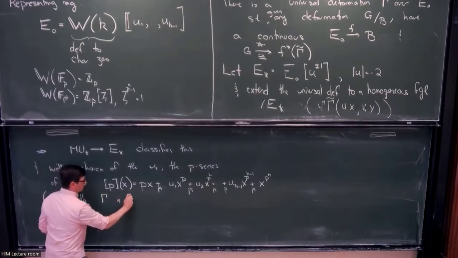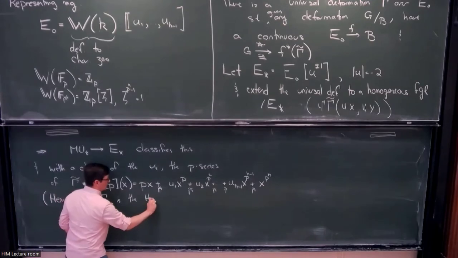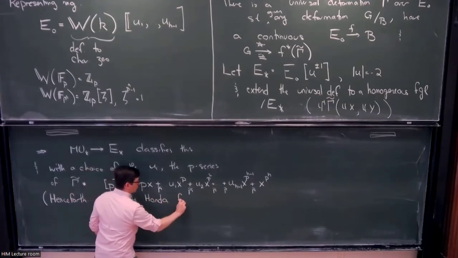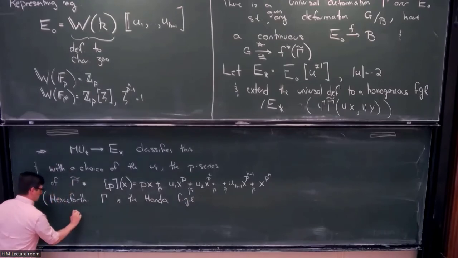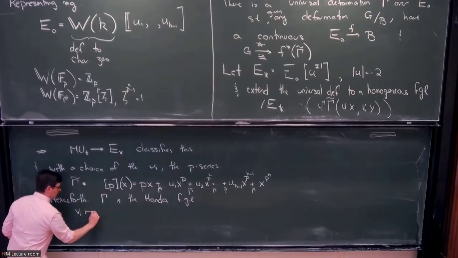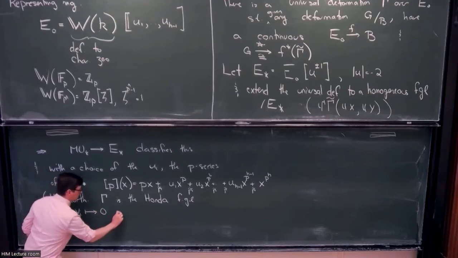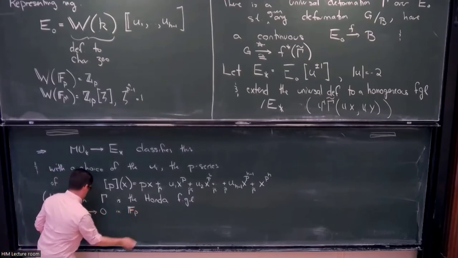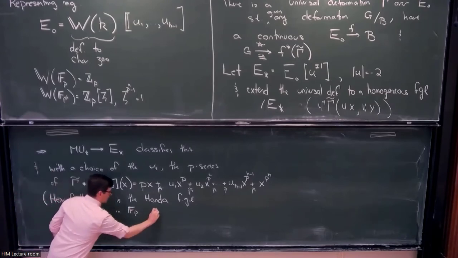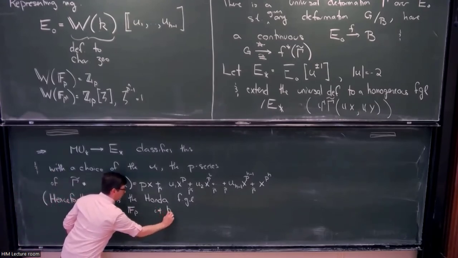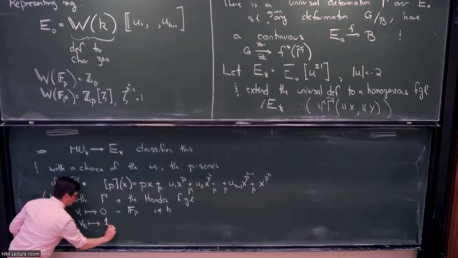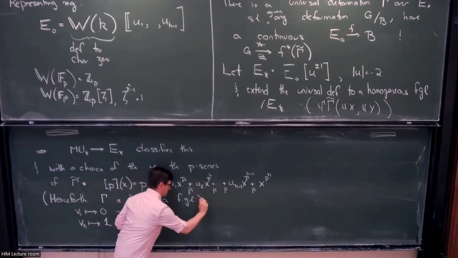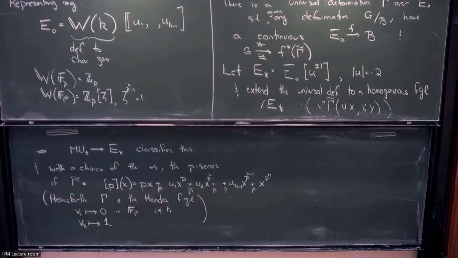Gamma is the formal group law which is the one that's classified by VI going to zero in FP if I is not H, and VH going to 1. Okay. Sorry for that omission.